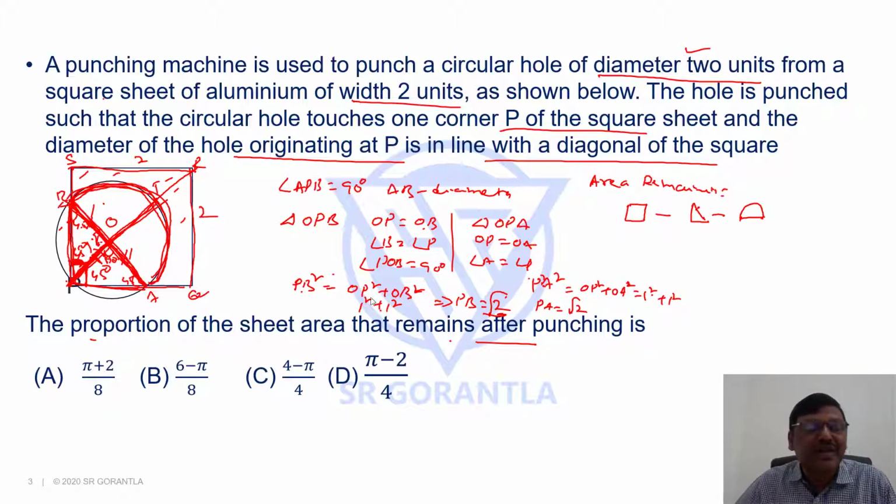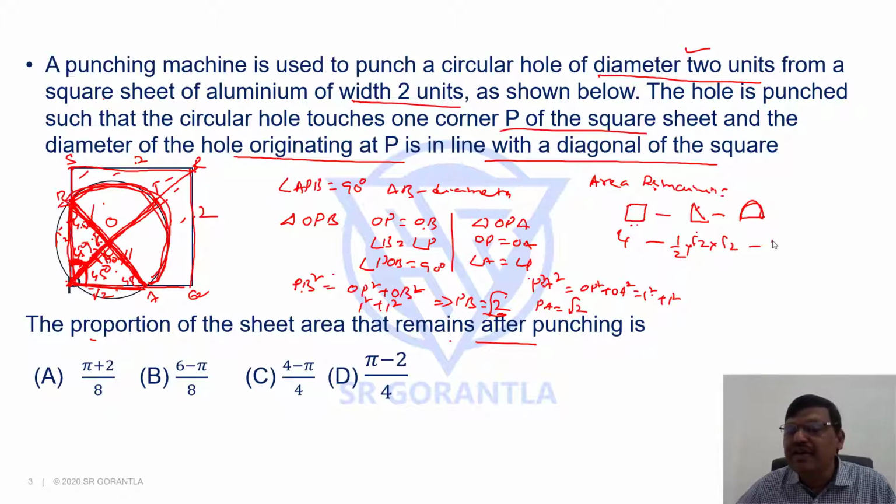Right. Now, since this is root 2 and this is root 2, can we not find the area of this triangle? Now, if I ask you what the area remaining means, the area of the square, that is 2 into 2, 4, minus area of the triangle. What is the area of the triangle? The area of a right angle triangle is half into the product of the two sides that include the right angle. Half into base into height, that is root 2 into root 2, minus area of the semicircle.